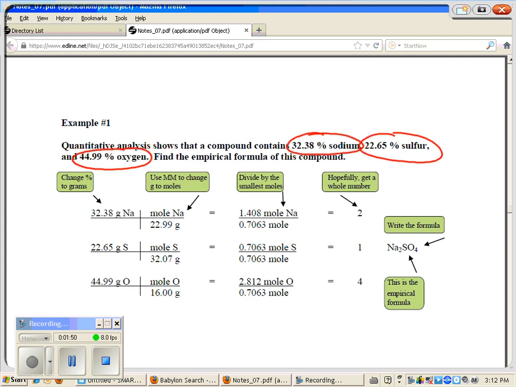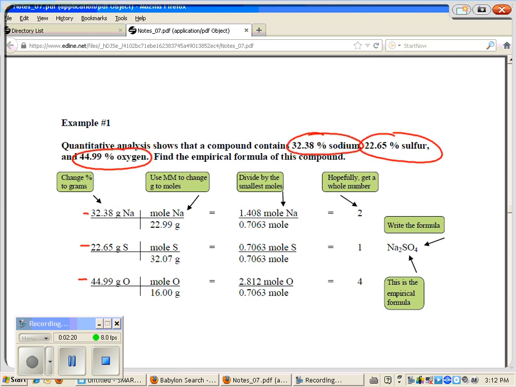32.38% of 100 grams is 32.38 grams. 22.65% of sulfur, if you assume a 100-gram sample, is 22.65 grams of sulfur, and so on for oxygen. So I literally just take my percent sign off and put my grams on because I'm going to assume a 100-gram sample. If there's another size sample, I'd have to multiply by that percentage.